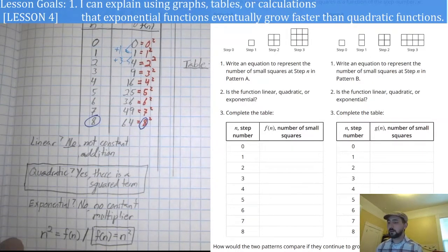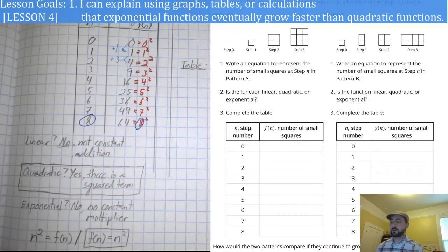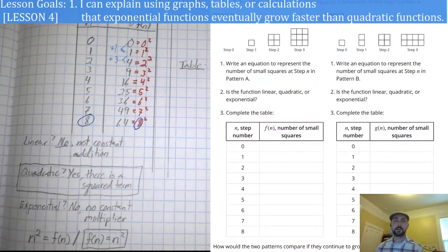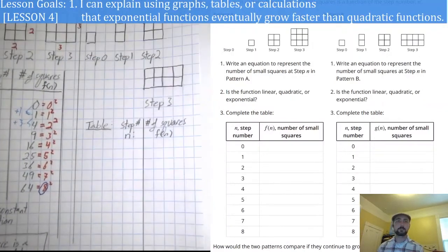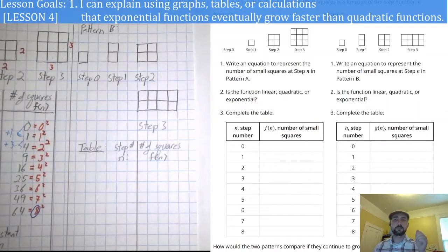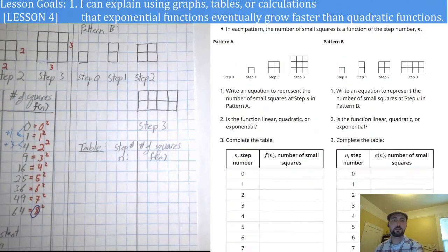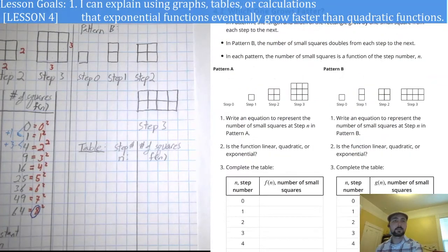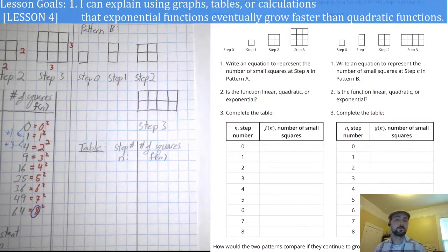Okay, so at this point, I'm going to pause the video, tell you to pause the video again, and we're going to go and do the exact same thing for pattern B, which I have right over here. So pattern B, complete the table. Is it linear, exponential, or quadratic? And then write an equation. And just as a reminder, I'll scroll up really quick. Remember, we know that pattern B follows a particular rule, and the rule up in the top there says, in pattern B, the number of small squares doubles from each step to the next. So, pause the video, fill out the table, find an equation.